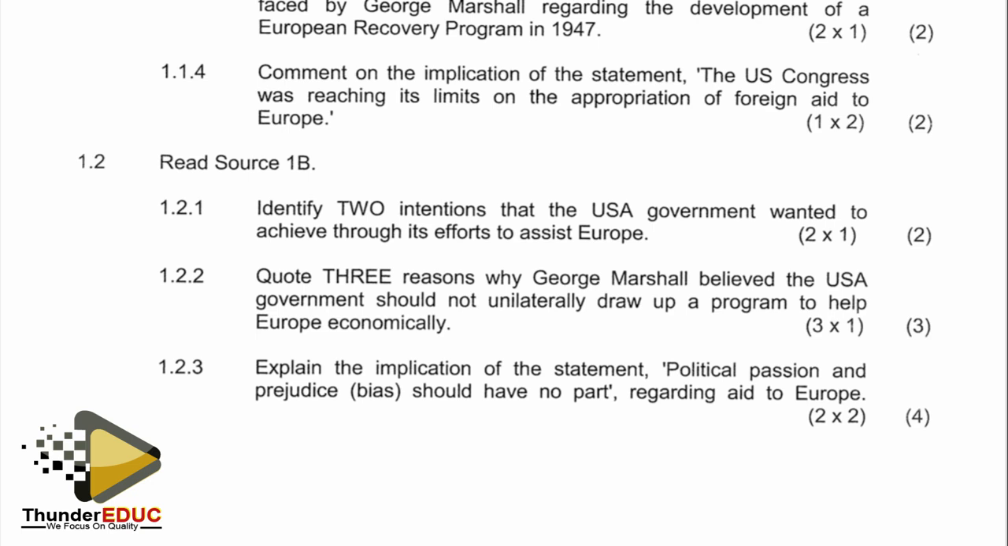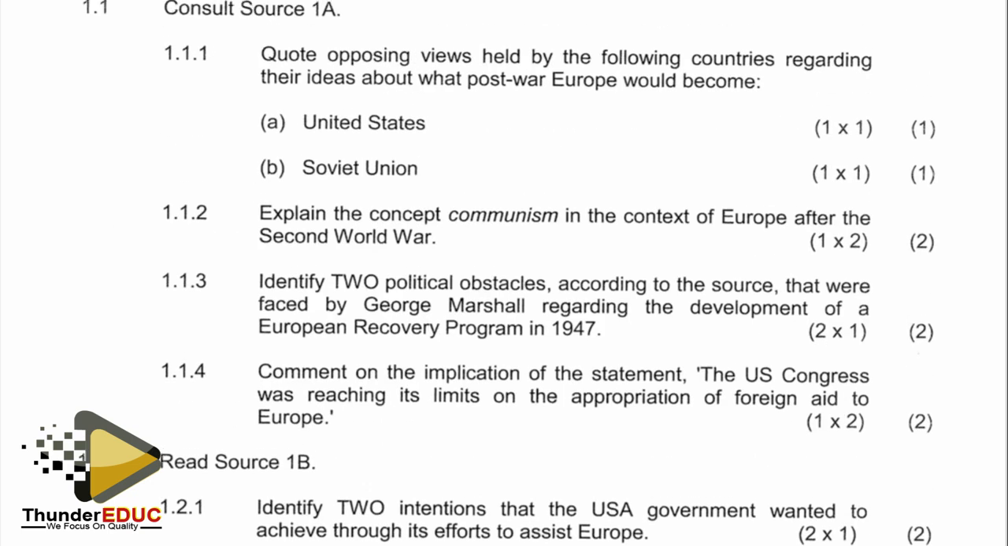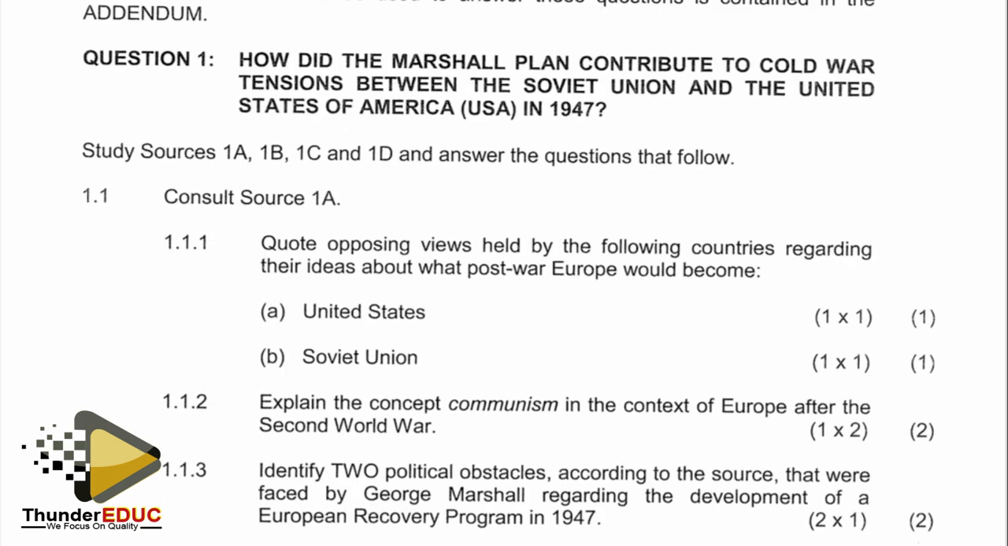You need to give 2 different responses answering the question, and not repeat the same response. There are instances whereby learners tend to repeat the same response, but they present it differently. The same idea is presented differently, then they want to get 4 marks, hoping that they have given 2 responses. That will be a repetition. It means you will only get a maximum of 2 marks because you have repeated the same fact. That is part of the skills that you should have when you're answering source-based questions.